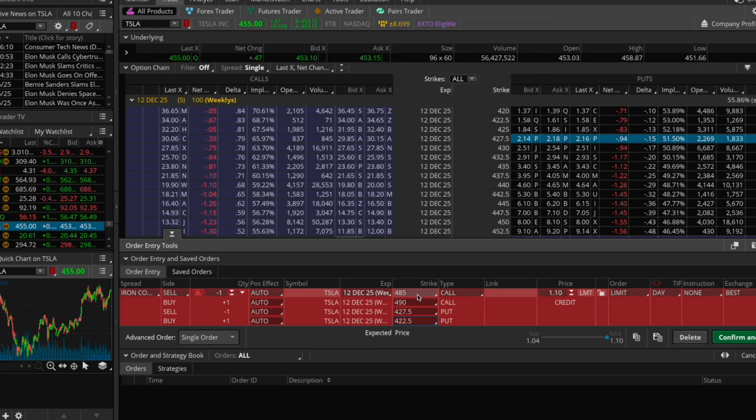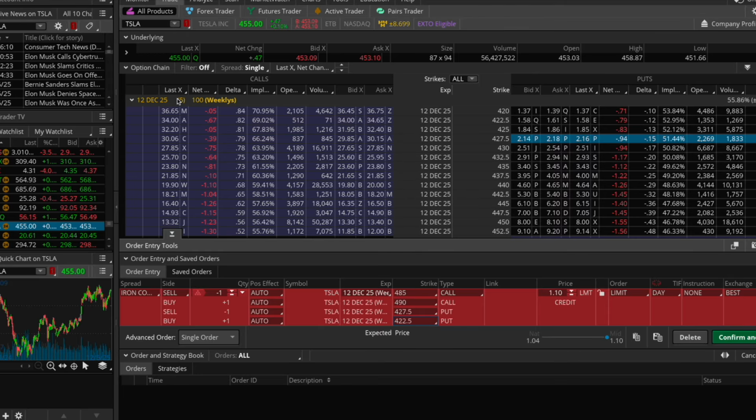Because to walk through the best case scenario in this trade, if Tesla trades and then closes by December 12th in between 427.50 and $485, in that whole range, that means you keep the entire credit and everything will expire worthless. Again, best practice is to liquidate each of the legs, the entire trade, before the contract expires on December 12th. So that's something to keep in mind.